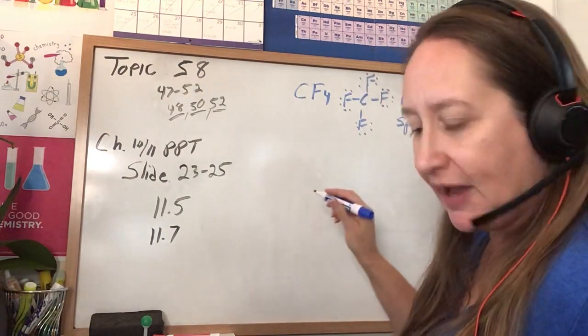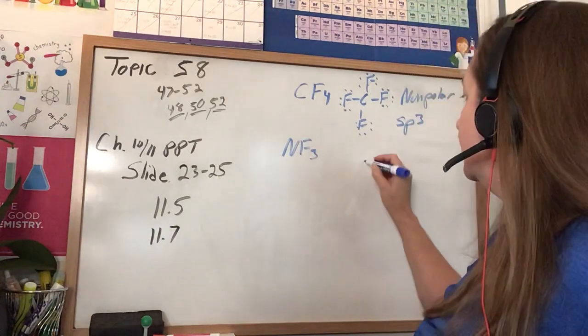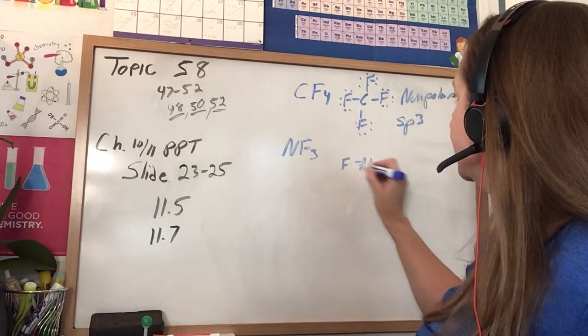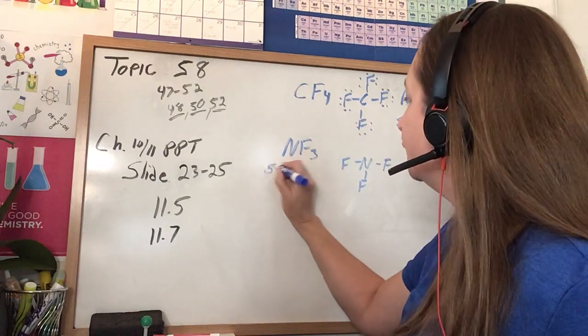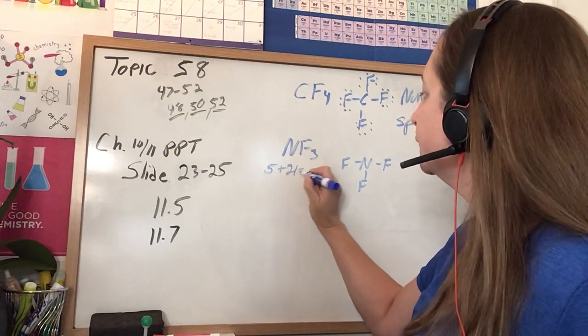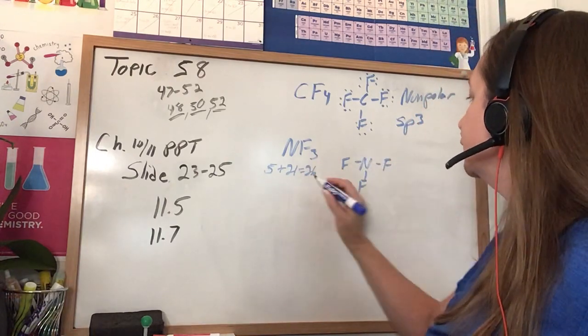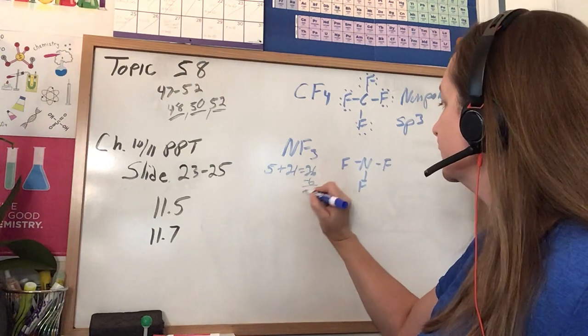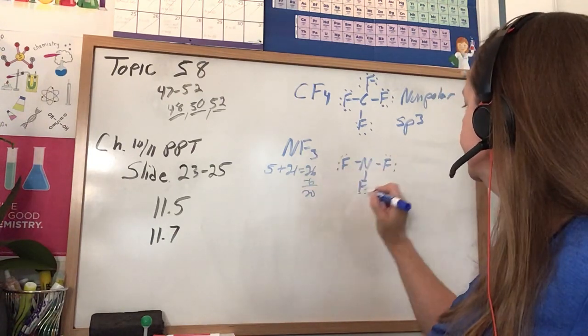All right, the next one we have is NF3. And you would put the nitrogen in the center, the fluorines around it. Nitrogen had 5 electrons. We have 21 from the 3 fluorines, so we have 26. I've used up 2, 4, 6. I've got 20 left. So I'm going to start putting them around the fluorines evenly.